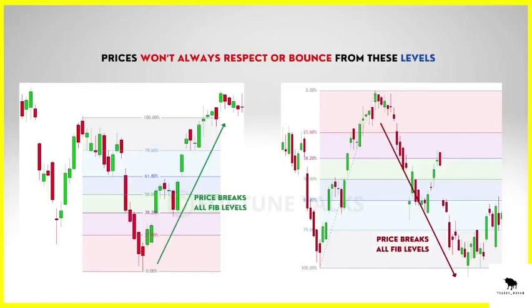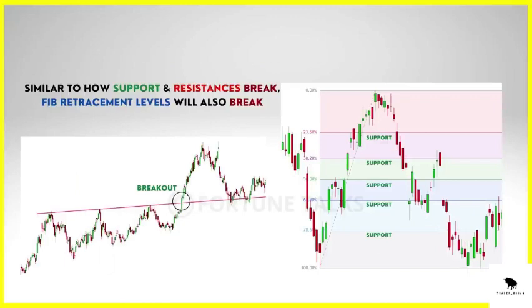Therefore, these levels should be looked at as potential areas of interest or potential areas of value and nothing more. Now, we have discussed in our price action course that supports and resistances eventually break. Well, from that perspective, Fibonacci levels are also potential supports and resistance levels. Therefore, this logic applies to Fibonacci levels also. This means that Fibonacci retracements do not always work. They are not foolproof and they are not 100% reliable.